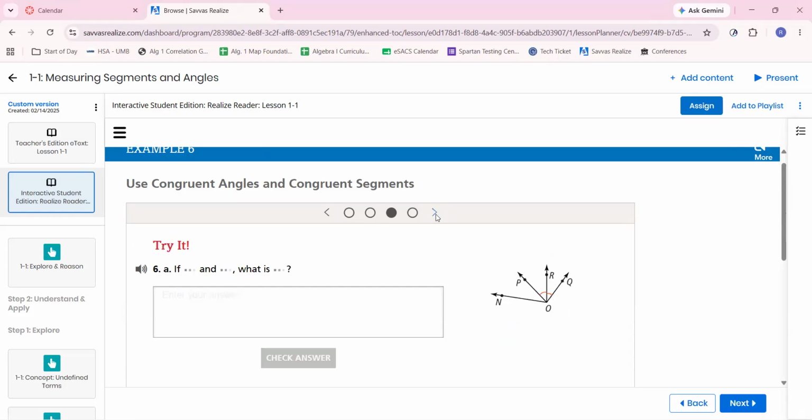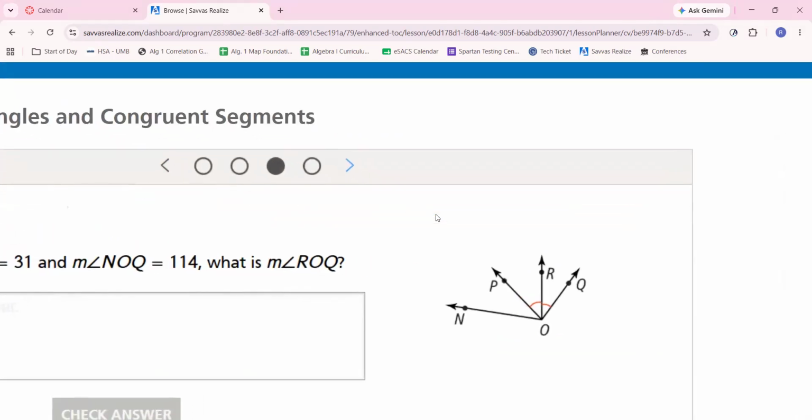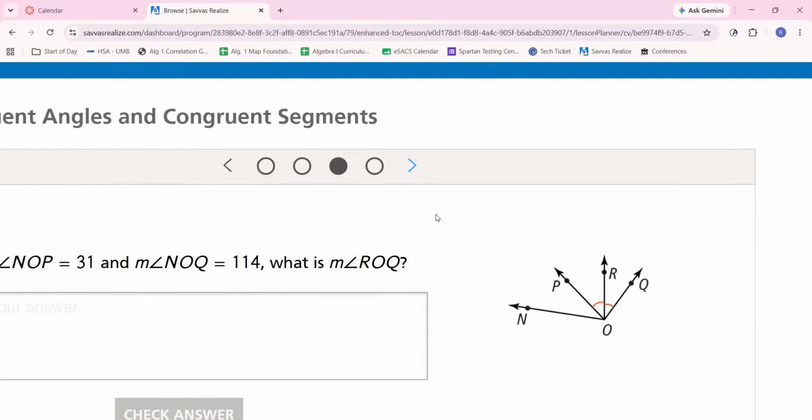A couple more. Again, pause and try it. This is a little bit different. I'm telling you that NOP is 31, and NOQ, so the whole thing, is 114. What is ROQ? We'll put an x there.